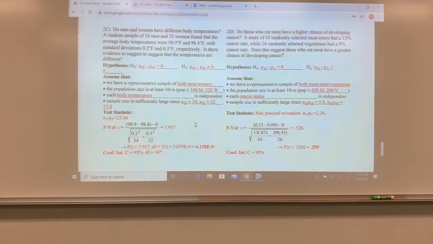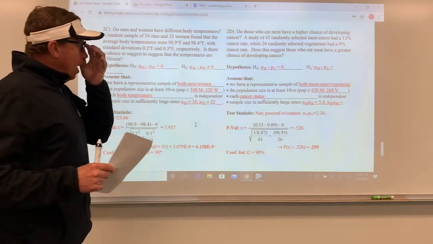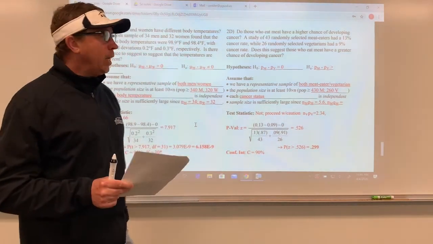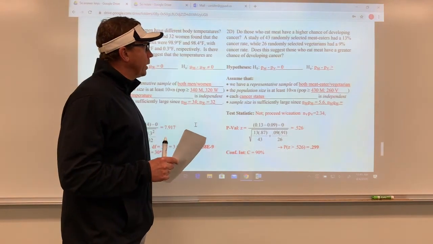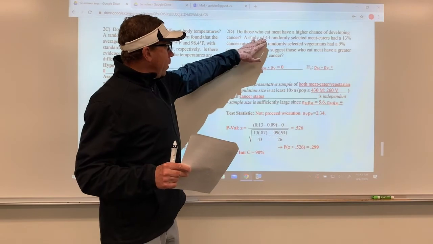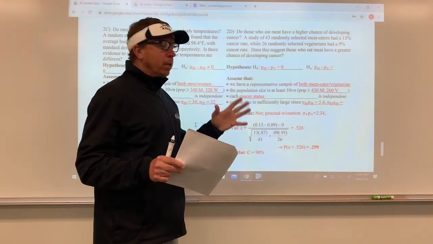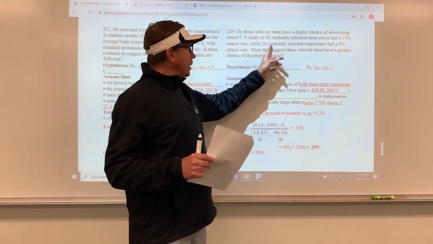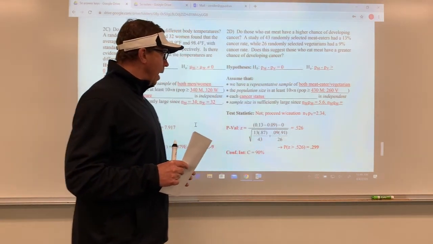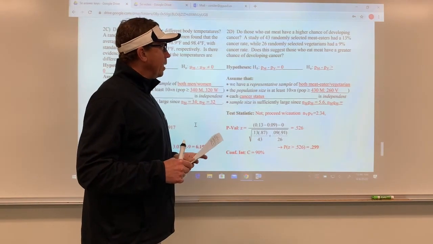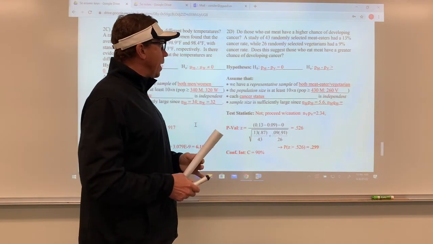Okay. Do those who eat meat have a higher chance of developing cancer? A lot of vegetarians out there, and they believe that. There is some evidence to that, I think, over time. A study of 43 randomly selected meat eaters had a 13% cancer rate, while 26 randomly selected vegetarians had a 9% cancer rate. Does this suggest that those who eat meat have a higher chance of developing cancer?